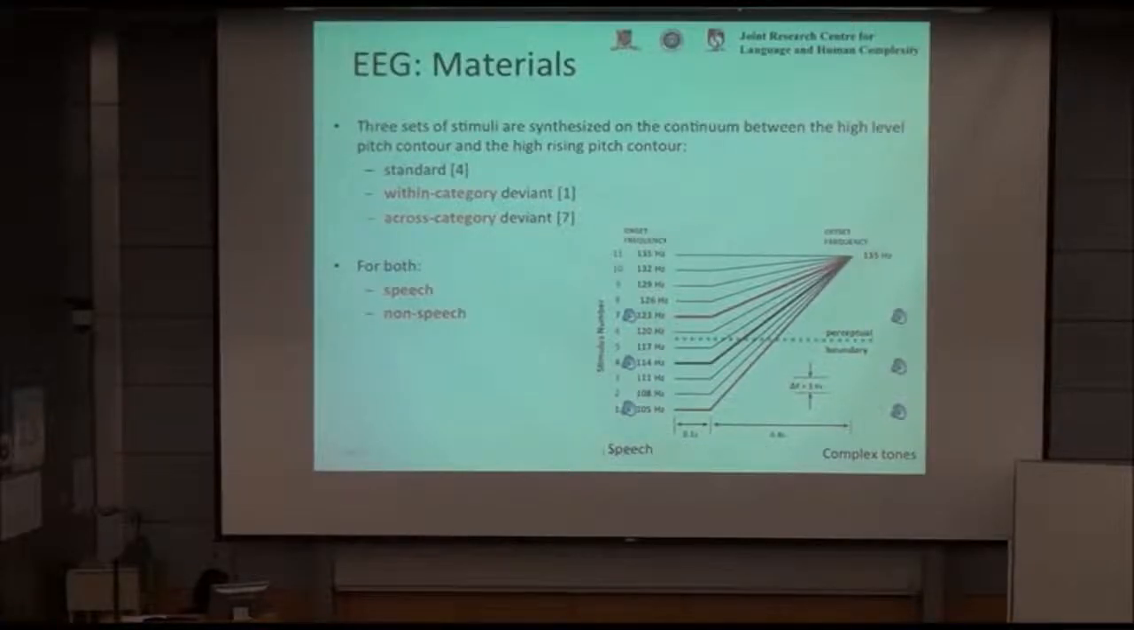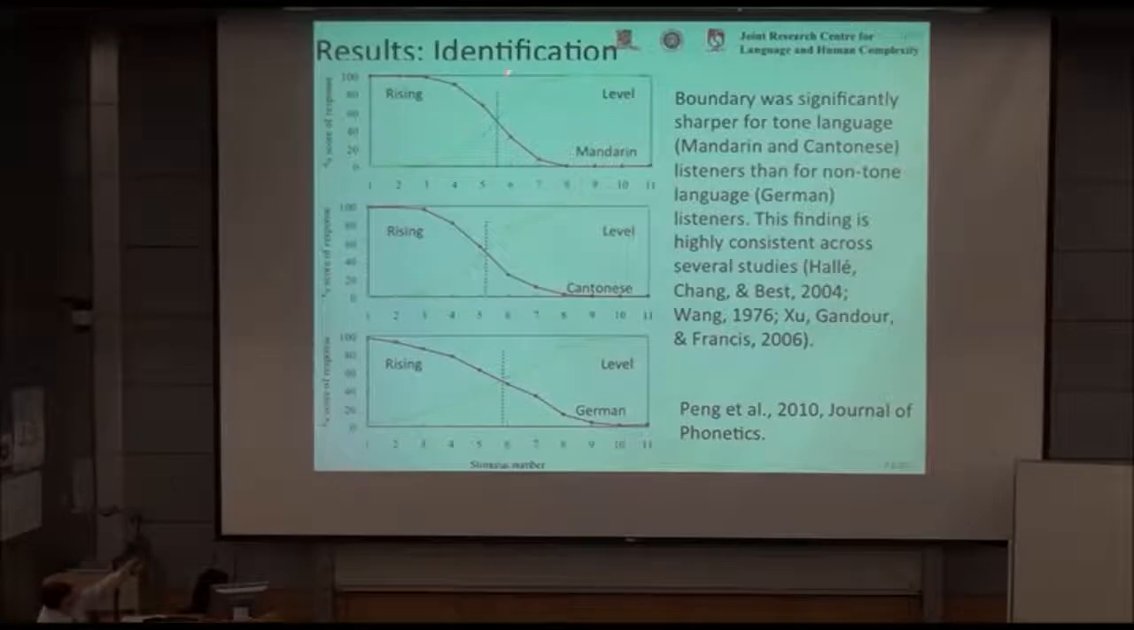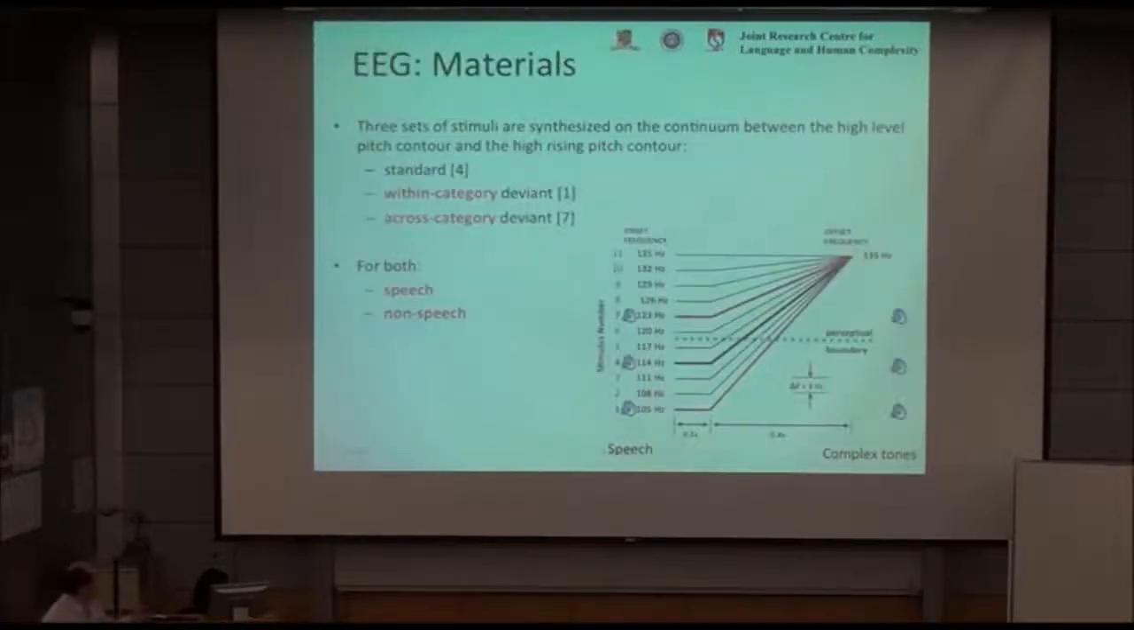So this is our EEG study. From our behavior study, we know the boundary for this set of stimuli. The boundary for Mandarin is 5.4 or 0.5 something, and for Cantonese is 5.2, 0.3 something. But anyway, it is not a significant difference, so we treat them the same. So we know the categorical boundary is somewhere in between here. Then we choose 3 stimuli from this continuum.